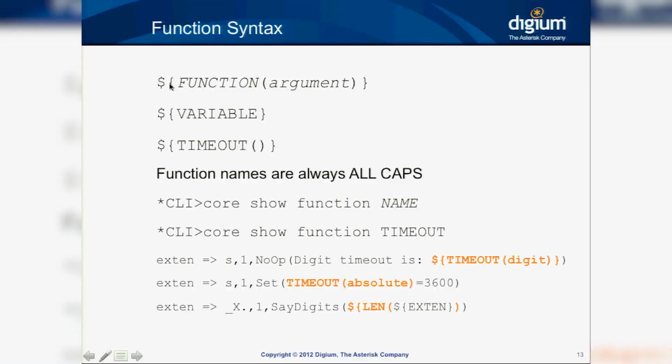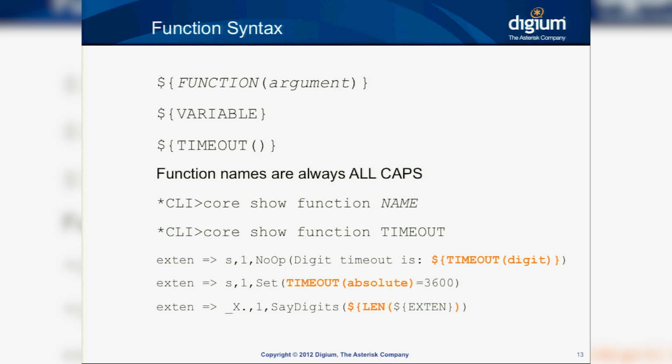So here's the syntax. Just like a variable uses $ and curly brackets, a function is going to use $, curly brackets, and it's going to have arguments. It's kind of like a variable with arguments, right? So I can do core show function and a function name. For example, the timeout function. There are 3 different types of timeouts in Asterisk. You have the interdigit timeout and the absolute timeout and the response timeout. And instead of those being 3 different variables, you can imagine if everything was a different variable, you'd have a bajillion variables to keep track of, right? But you can set all 3 of those with one function. And that one function contains that whole mix of data structure, right?